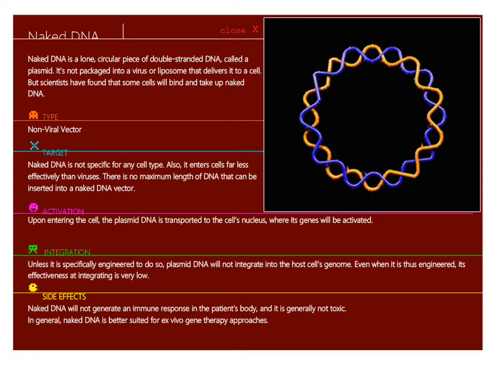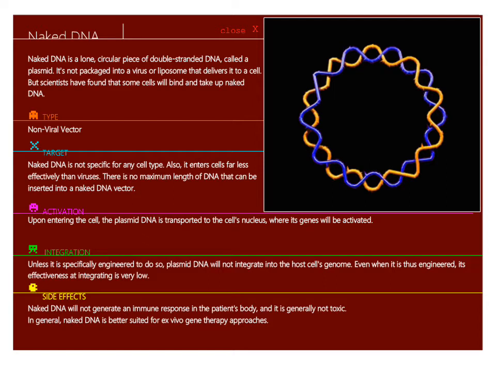All right, the last vector is naked DNA, which is literally, like its name suggests, just double-stranded DNA in a circular mode, so it's a plasmid. It's not packaged in any way. It's not going to be specific for any cell type. It doesn't enter cells very effectively, but there's no maximum length of DNA that you could put into a vector. It's not going to integrate into the host cell genome, so there's not usually an immune response, nor is it usually toxic. And like liposomes, naked DNA is usually better suited for ex vivo gene therapy approaches.